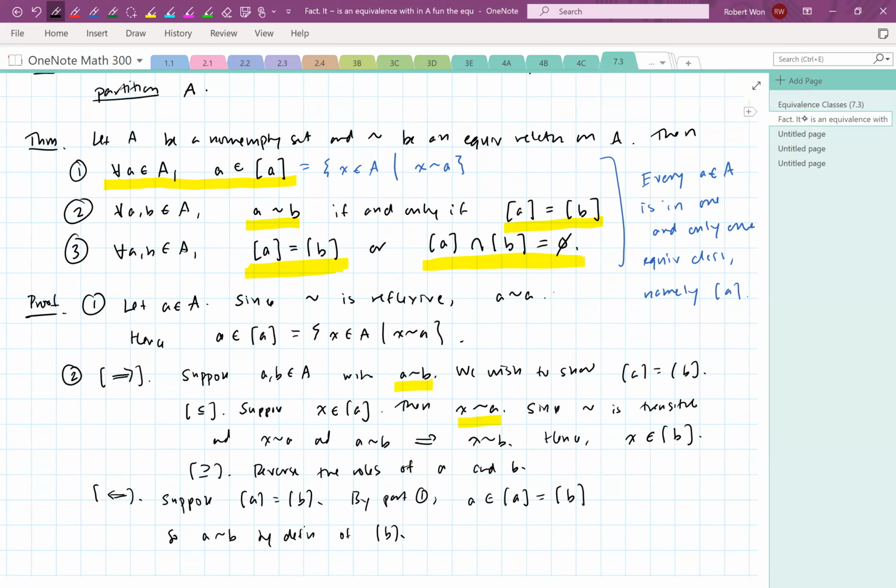Two says that every element in A is in at least one of the pieces in C. And then three says that the pieces in C don't overlap. This means that you can cut up A into a bunch of non-overlapping pieces. That's what a partition is. And this previous theorem says exactly that if you have an equivalence relation, the equivalence classes partition A.